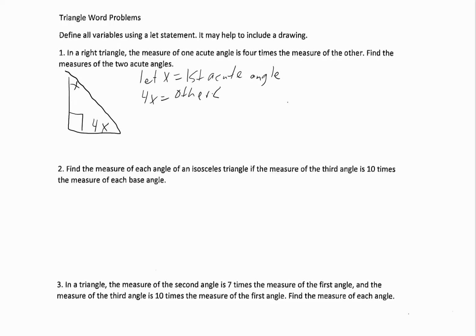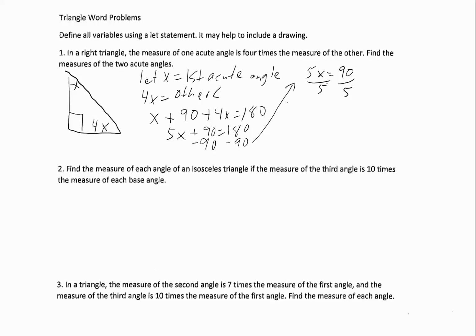All right, and we said before, triangles add to 180 degrees. So I have to add all 3 angles. So I have x plus 90 plus 4x equals 180. So if I combine my like terms, I get 5x plus 90 equals 180. So I'm going to go ahead and subtract 90 from both sides. I'm going to get 5x equals 90. I'm going to divide each side by 5, and I'm going to get x equals 18.